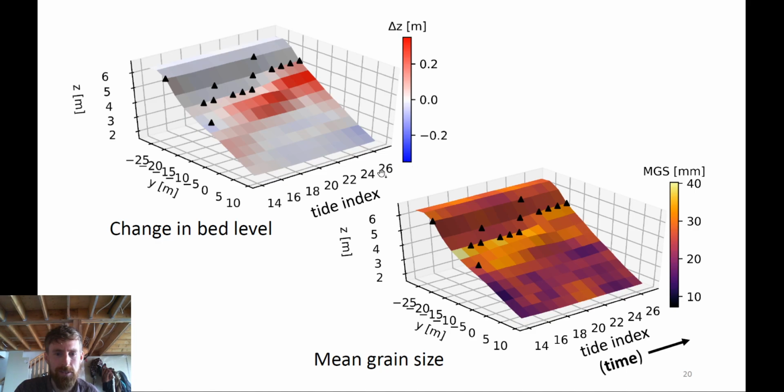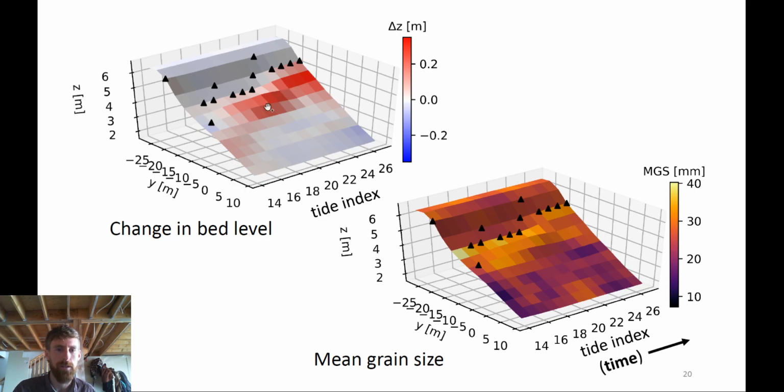On the x-axis here we have a tide index. Each single tide index corresponds to a single tide, so we have progression through time from left to right spanning about a week. And then here we have the shape of the beach profile evolving through time, which makes up the shape of this surface. Superimposed on this surface we have the cumulative change in bed level on the top.